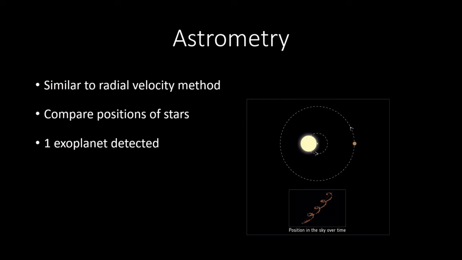As expected, this method is incredibly hard because of how tiny the movements are. It is very difficult to detect them, especially when the exoplanets are small, like the size of the Earth. It is even more challenging to use this method from the surface of the Earth because the atmosphere can distort light. And this is probably why only one exoplanet has been discovered so far using astrometry.